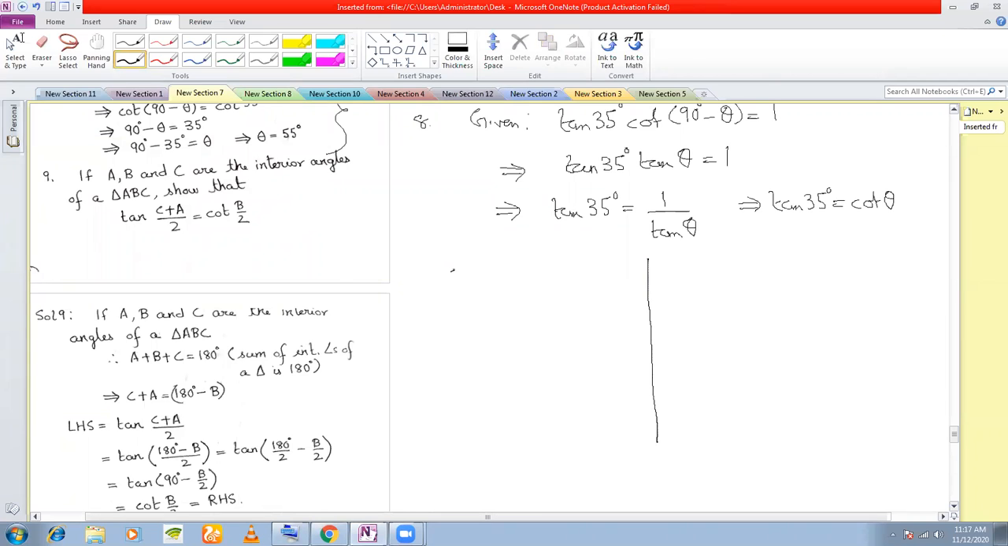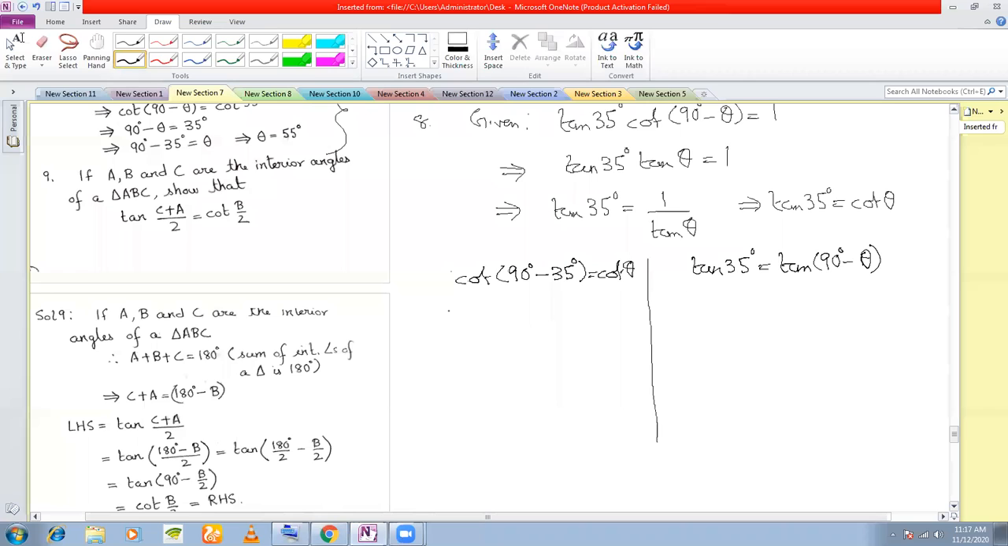So now you can proceed in two ways. Either you can change the right hand side cot to tan, or you can change the left hand side tan to cot. So you can write this as, not tan but cot 90 degree minus 35 degree is equal to cot theta. Either you can write this and then proceed, or what you can do is you can write tan 35 as it is, and this cot you change to tan.